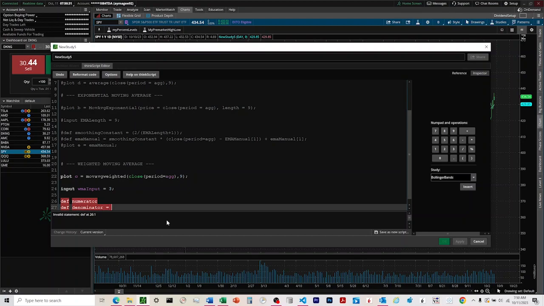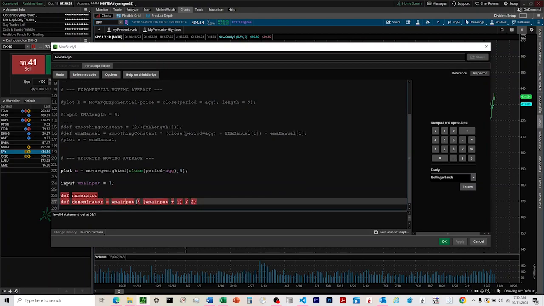Start with the denominator because that's the easiest. So remember, we were adding up, starting at whatever that input number was and adding up every number that was smaller than it. So in this case, it would be 3 plus 2 plus 1, which would equal 6. Here's another way that you can write that so that it'll automatically calculate that number every single time. Say WMA input times WMA input plus 1, divided by 2. So what's that going to be? 3 plus 1 equals 4, divided by 2 is 2, and then we're timesing 3 by 2, and it's going to give us 6.